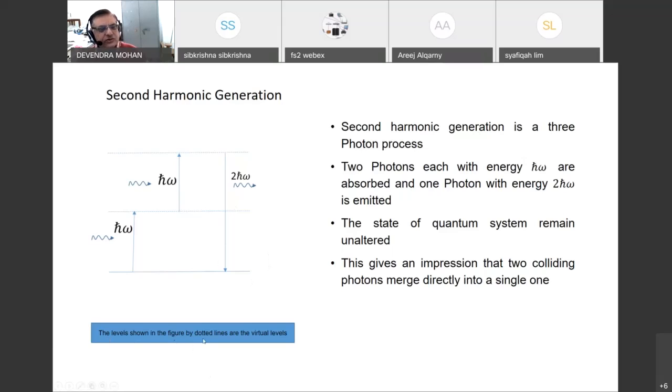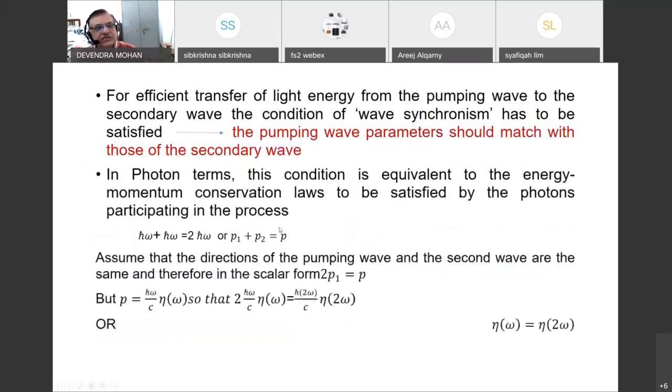Here the levels shown in the figure by dotted lines are the virtual states. These are the virtual states we were talking about. So this is second harmonic generation. And for efficient transfer of light energy from the pumping wave to the secondary wave, the condition of wave synchronization has to be satisfied.